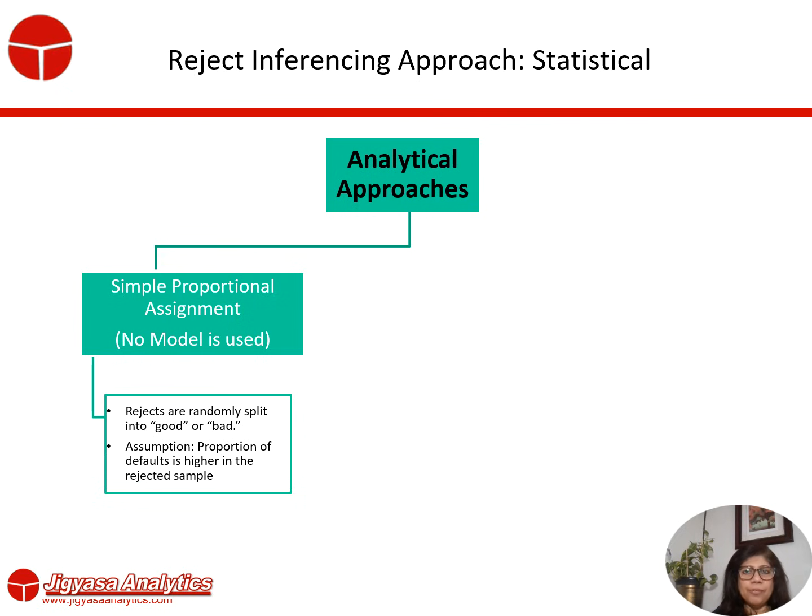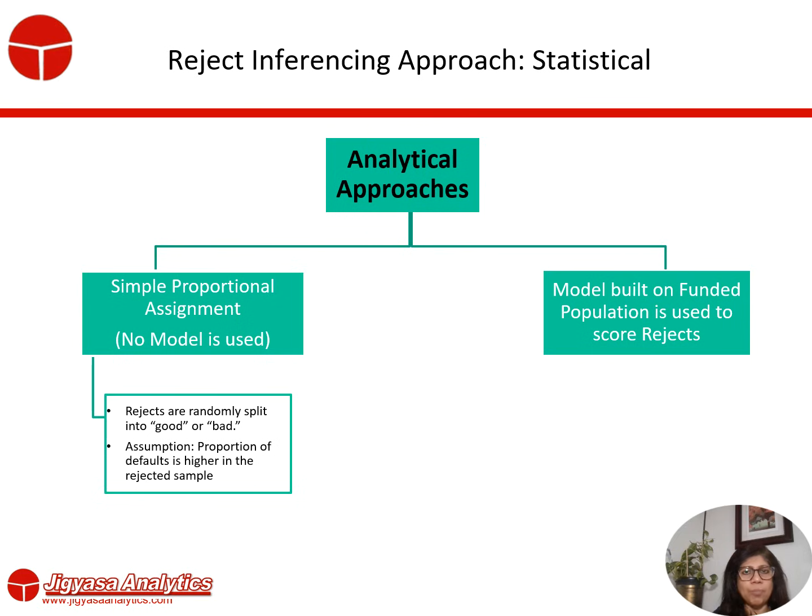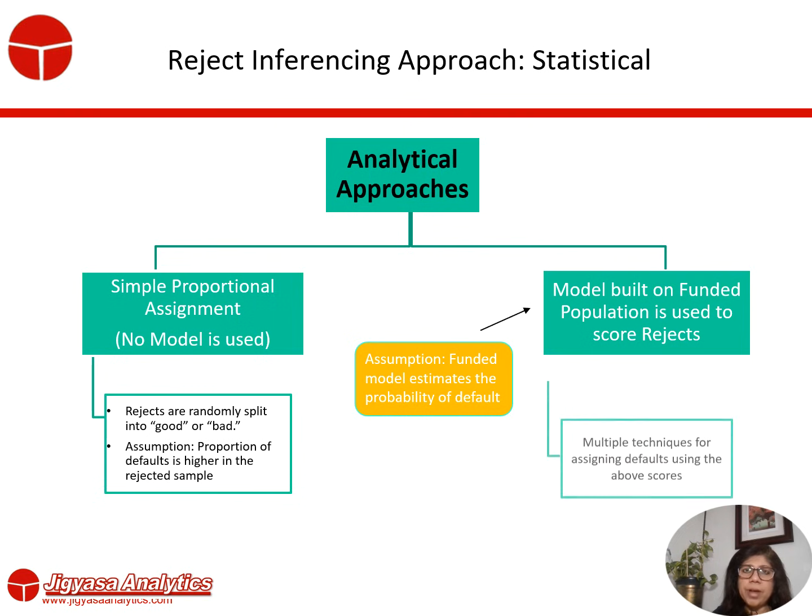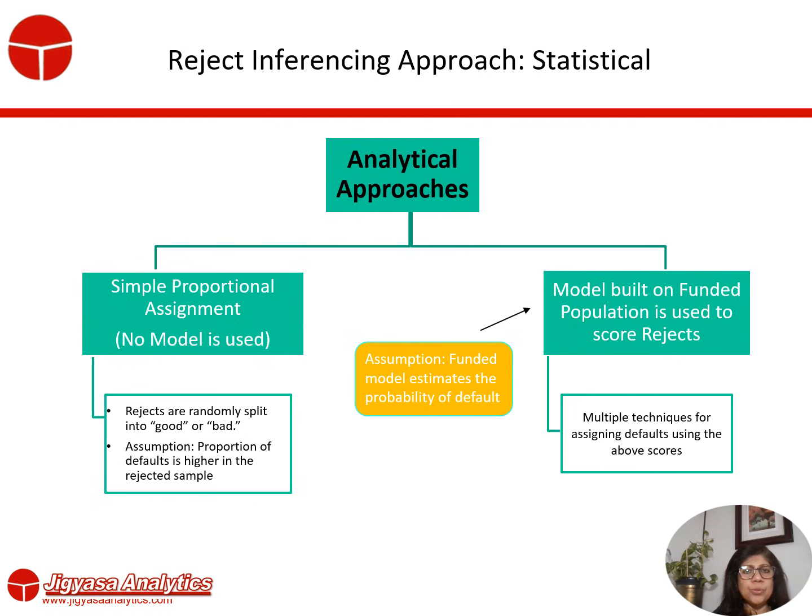Another approach involves building a model on the funded population and using it to score the rejected applicants. We assume that the model estimates the probability of default within the funded population, with higher scores from the model indicating a greater likelihood of default. Once scores are assigned to the rejected population, various techniques can be applied to infer the default status for the rejected applicants. And that is what we will discuss next.